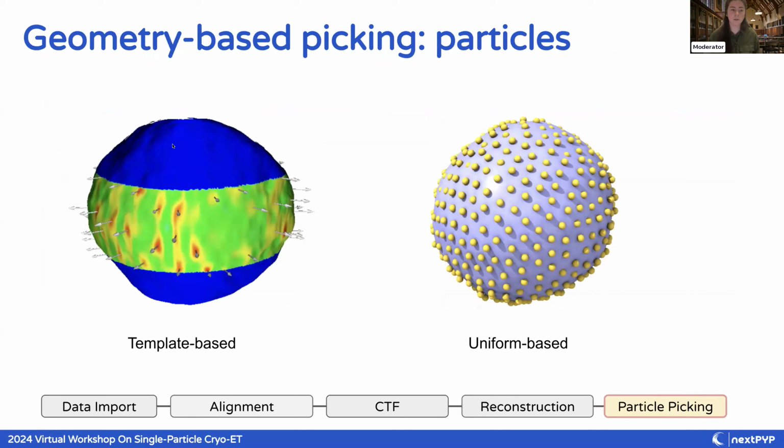The reason this is important is because in tomography, we know in reconstruction, we get missing wedge effects. If you're trying to pick at the top here, it might not be as well segmented, or your particles might not be as good because of missing wedge effects. So the equatorial band can be good there.